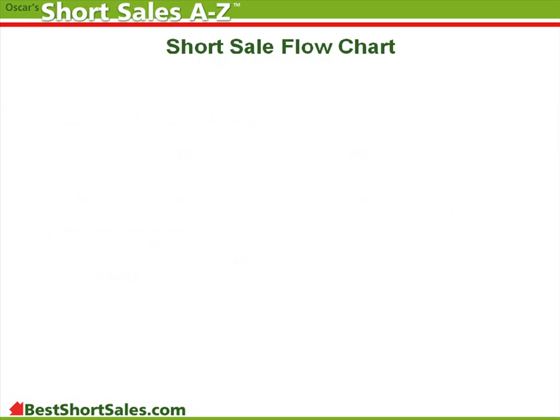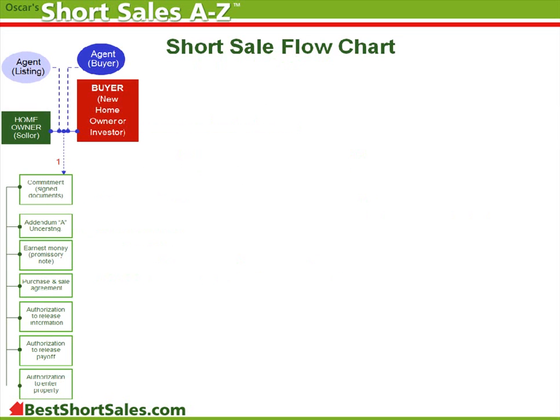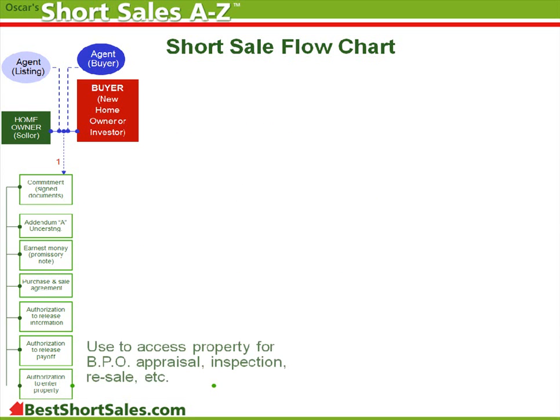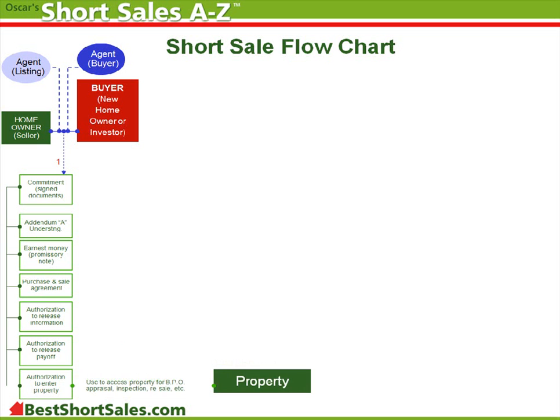Let's continue with the short sale flowchart. All the short sale documents are properly completed. Now it is time to start negotiations. Short sale document use. Authorization to enter property. This document is mostly for personal safety and to control access to the property. Listing agents do not really need this document. Listing agreements include access.